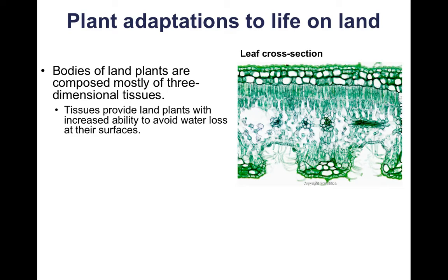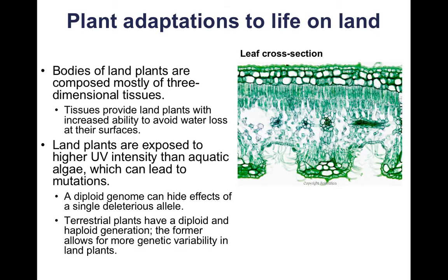Plants are also three-dimensional, right? They're composed mostly of three-dimensional tissues, and this allows them to have reduced water loss because it has a reduced surface area. So they get thicker, and this allows them to have less surface area while maintaining the ability to undergo photosynthesis. By having more three-dimensional structure, having thicker leaves and thicker stems, this also helps prevent water loss.